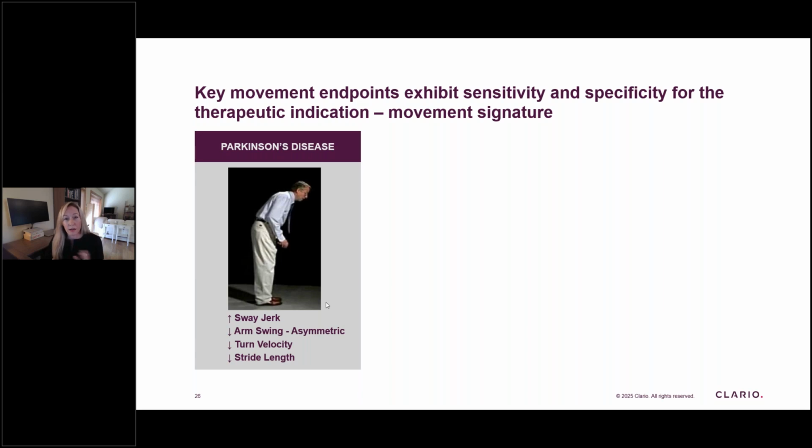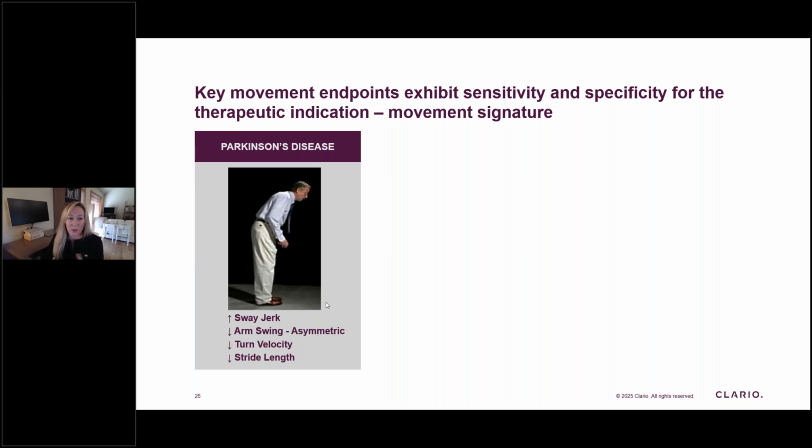We see disruption in balance. We see reduced arm swing. We see a slower turn velocity relating to that bradykinesia. That's the primary motor symptom in Parkinson's disease. And then we see smaller movements by decreased stride length.